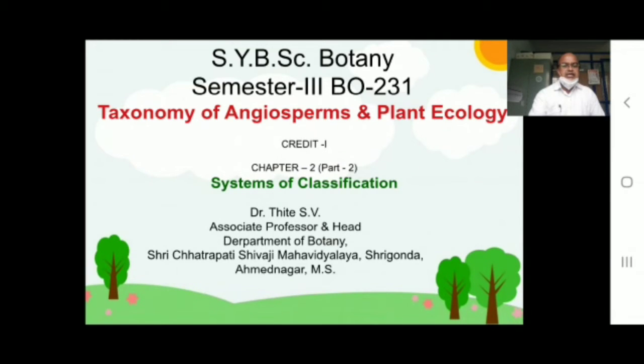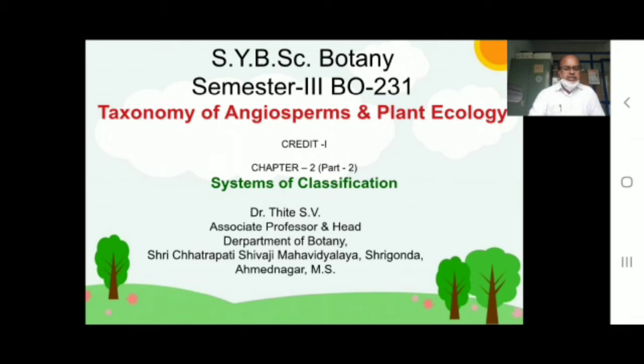The second class of Phanerogams according to the Bentham and Hooker system is Monocotyledons, which is classified directly into 7 series and 34 families. So this is the broad outline of the natural system of classification given by the Bentham and Hooker system. Then we must see the merits and demerits of this system. First we see the merits.